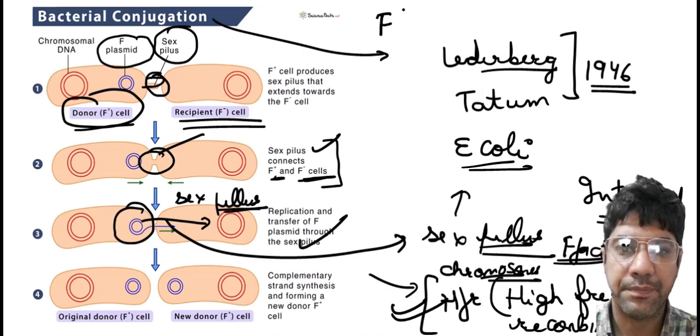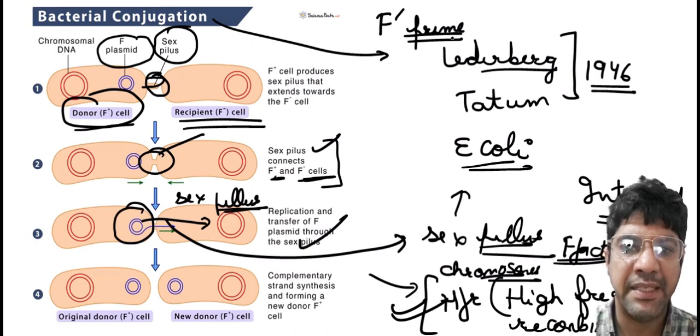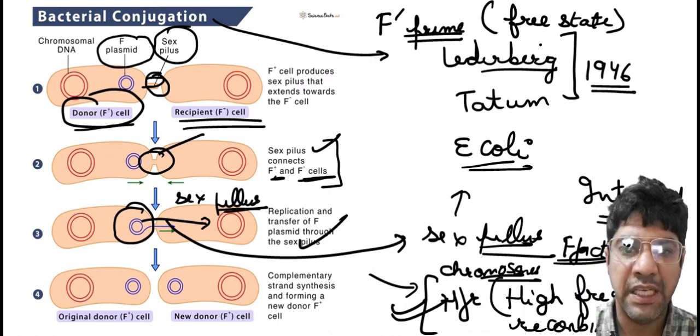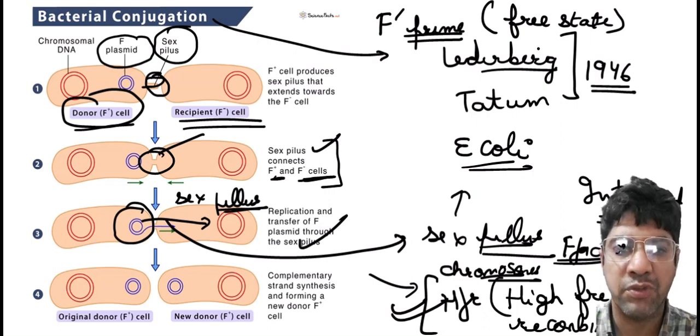What is the F prime factor? Occasionally, the F factor can revert from the integrated state to the free state. When this occurs, it may carry with it some adjacent chromosomal genes from the host bacterium. Such an F factor that incorporates some of the host chromosomal genes is known as the F prime factor.